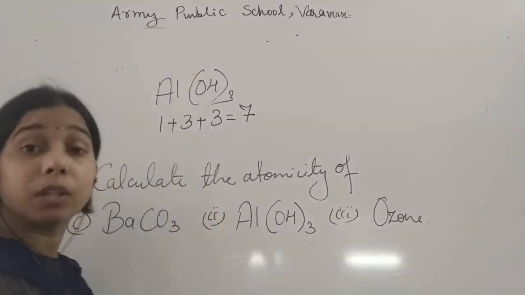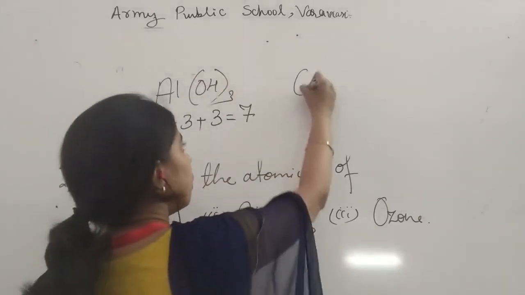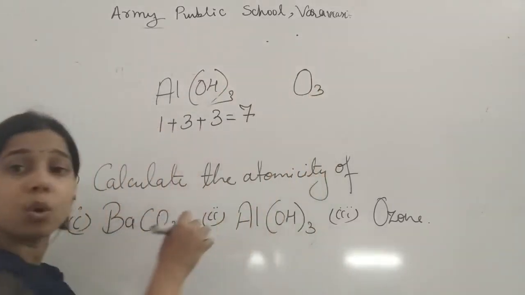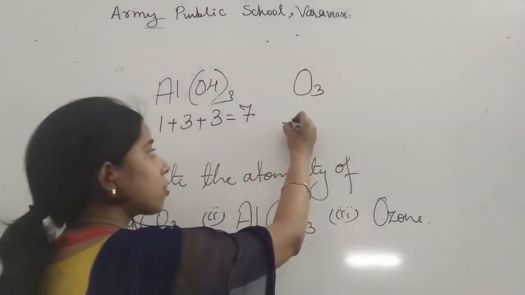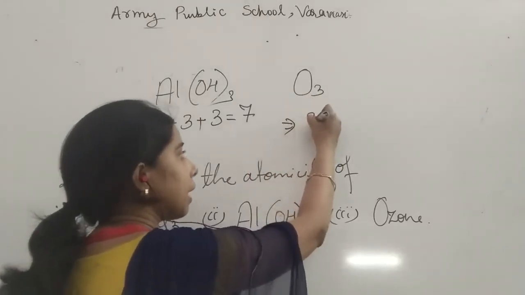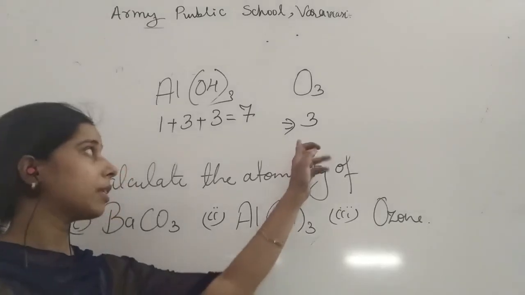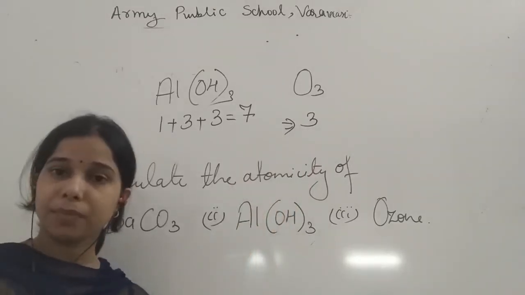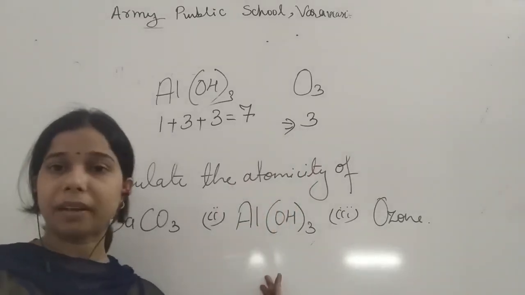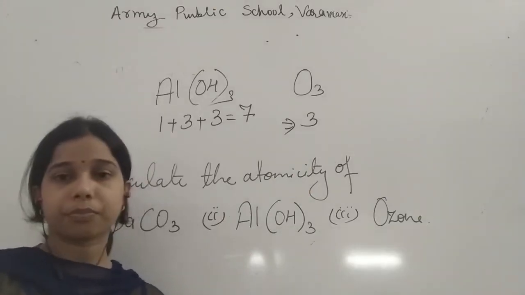Likewise, we can find for ozone. The formula of ozone is O3. So the number of oxygen atoms present here is 3. That will decide the atomicity also. So atomicity of ozone is 3. So by this we are able to find the atomicity also.